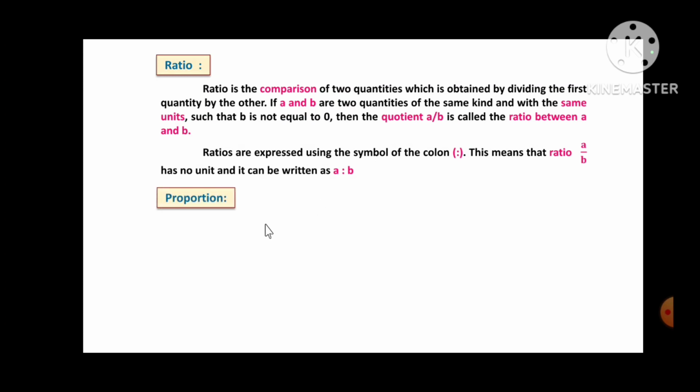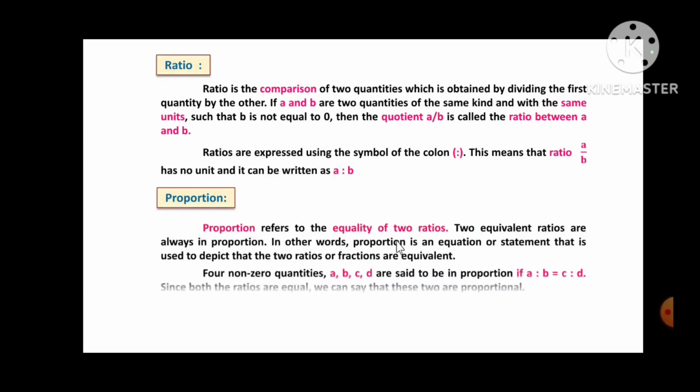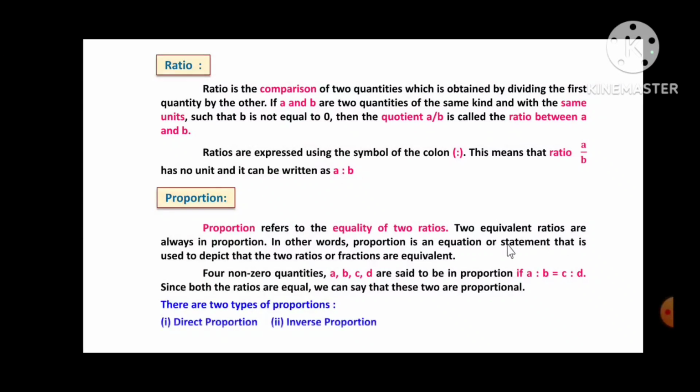B. What is proportion? Proportion refers to the equality of two ratios. Two equivalent ratios are always in proportion. In other words, proportion is an equation or statement that is used to depict that the two ratios or fractions are equivalent. Four non-zero quantities A, B, C, D are said to be in proportion if A is to B is equal to C is to D. Since both the ratios are equal, we can say that these two are proportional.